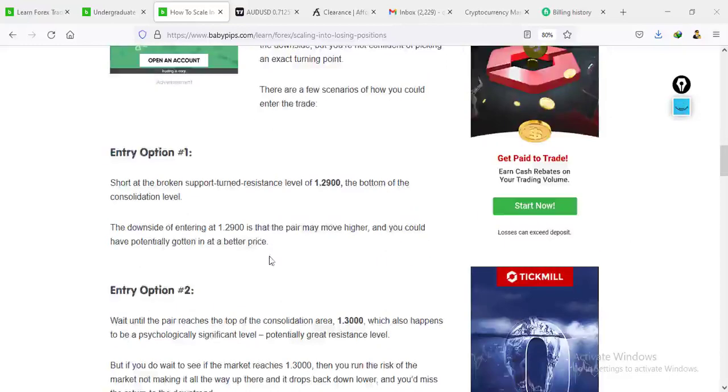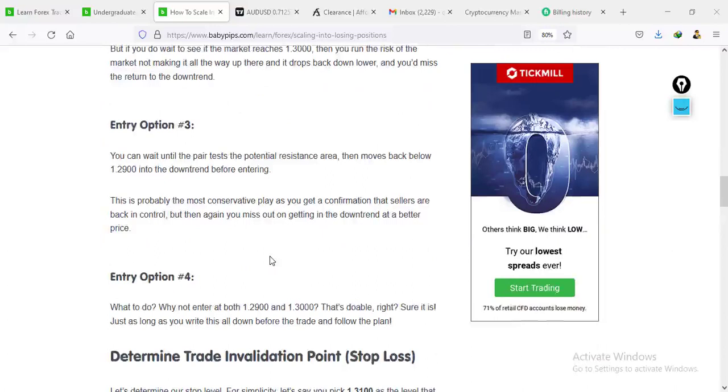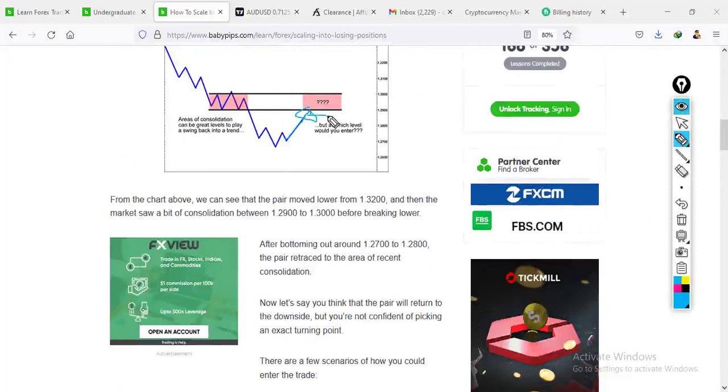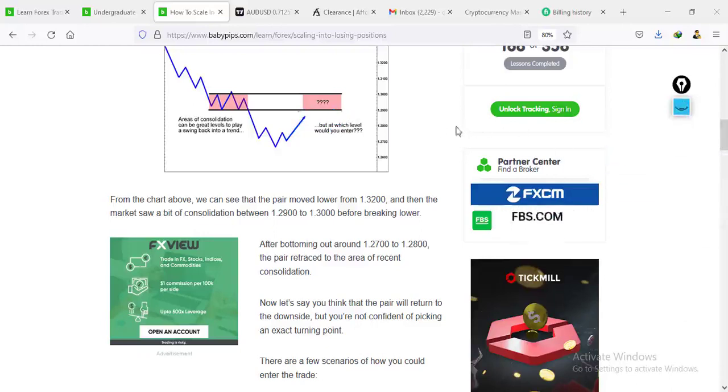Now the third option is you can wait until the pair tests the potential resistance area, then moves back below 1.2900 into the downtrend before entry. That is to say, you wait for the price to rally back up to this level here, and then when it's coming down below 1.2900, you have your entry in this area here. That's the third option.